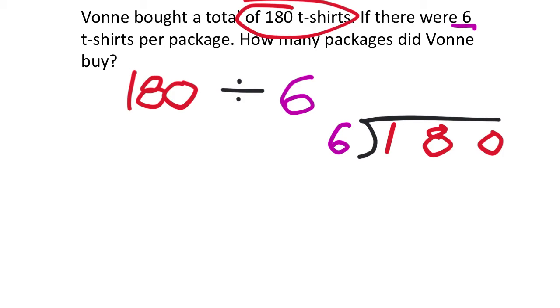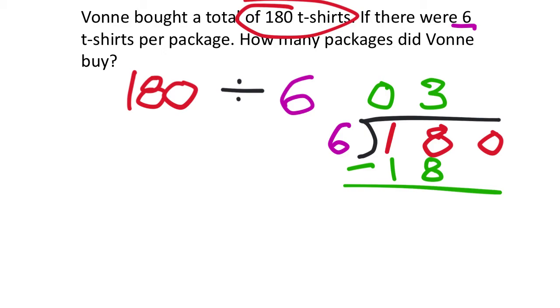Well, 6 won't go into 1, but it will go into 18 exactly 3 times, because 3 times 6 is actually 18. So we used up all 18 of those 10s, which makes 180. And so we don't have anything left over there, but we do have the 0 right here.